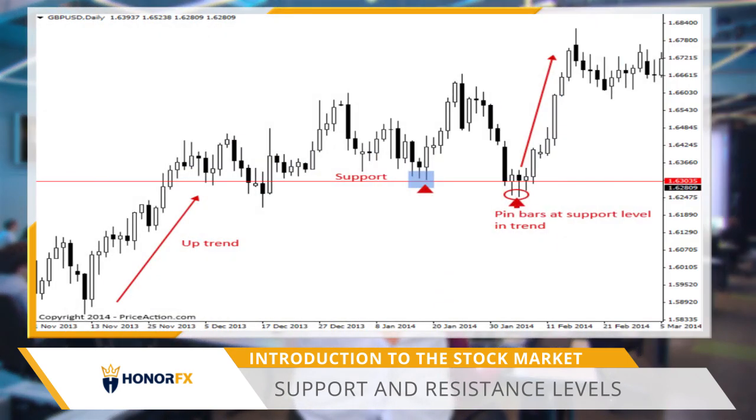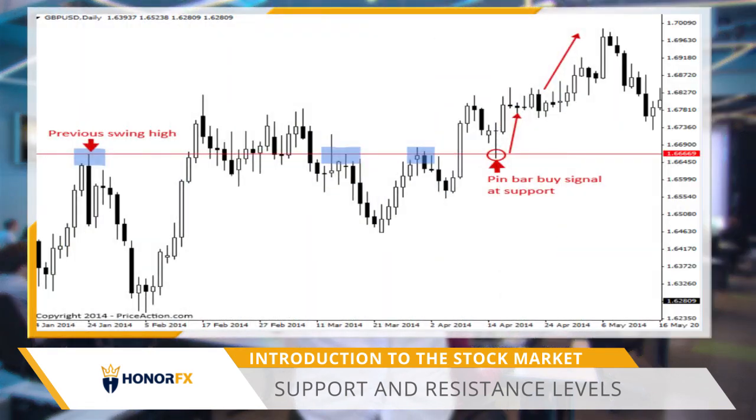The next example chart shows us how to trade price action from a support level in an uptrend. Note that once we got a clear pin bar buy signal, actually two pin bar signals in this case, the uptrend was ready to resume and push significantly higher from the key support level.